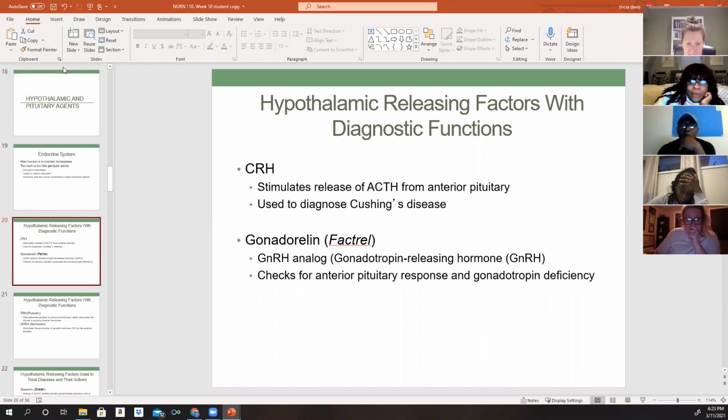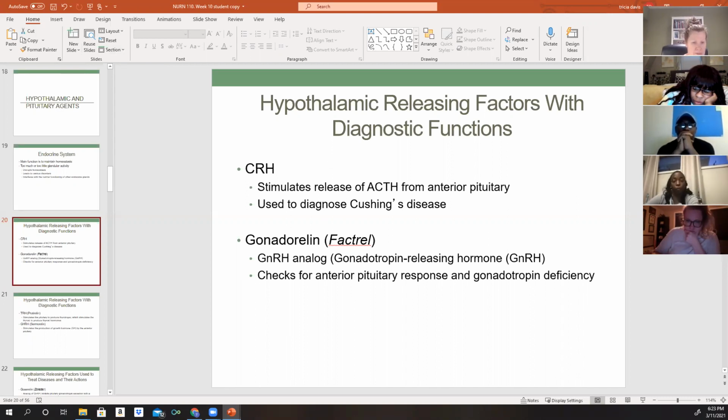So Cushing's disease is a result of excessive secretion of the adrenocorticotropic hormone. This is something that some people suffer from. So you can use this hormone, this releasing factor, to help diagnose your patient with Cushing's disease.